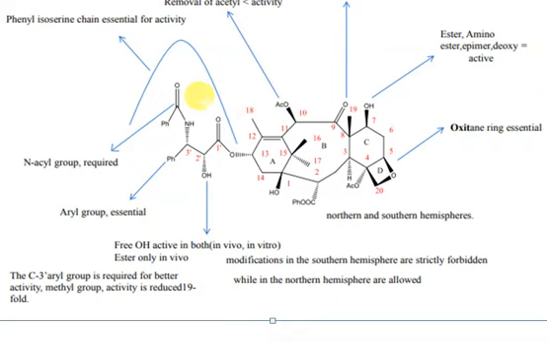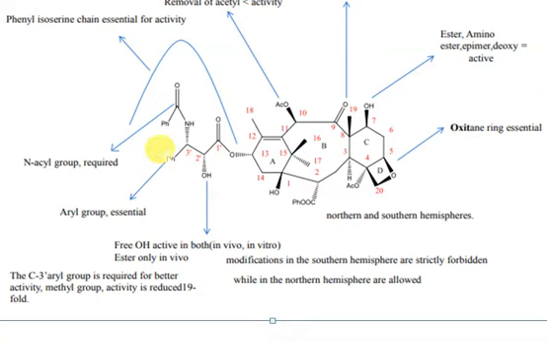So here we have the phenyl isoserine side chain. This complete chain is necessary for the biological activity here. Specifically, an acyl group is important here. This aryl group is essential, right? This aryl group is responsible for better activity. The activity is reduced if we replace this phenyl with a methyl group. If we carry out the replacement with a methyl group here, then activity is reduced by 19 times.